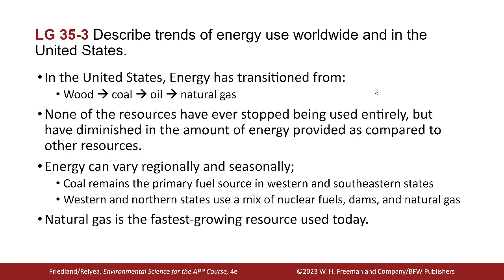So in the United States, energy has transitioned from wood. We started with wood, heating our houses and our teepees and all kinds of stuff, to coal, powering our trains, oil, and then now we're doing more natural gas. If you have a gas stove or a gas water heater, that's what it's talking about, natural gas, propane. None of the resources ever stop being used entirely, but have diminished in the amount of energy provided as compared to other resources. So you might still use wood to heat your house if you have a chimney or a wood stove in your house.